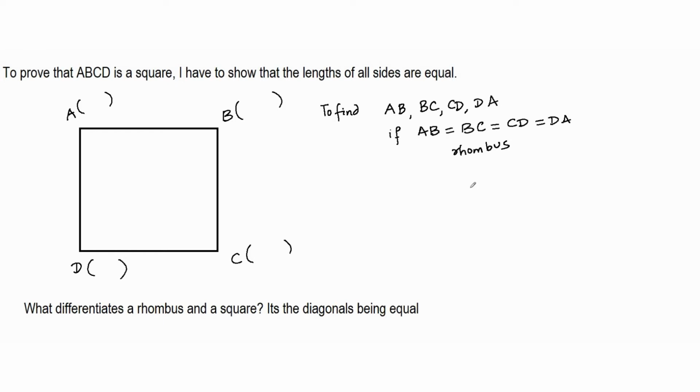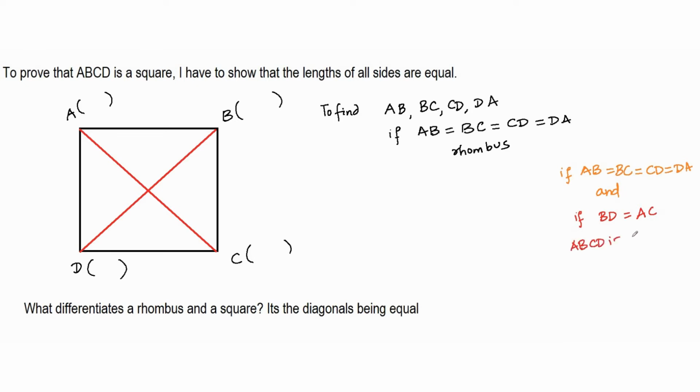So in one case, I can say that if all the lengths are equal, that is if AB is equal to BC is equal to CD is equal to DA, and in a square the diagonals are equal to each other, right? So what I can do is find the length of BD and then also find the length of AC using the distance formula. So if BD and AC are equal to each other, it means that the diagonals are equal, then I can say that ABCD is a square, right? This is how I can prove that the given figure is a square.